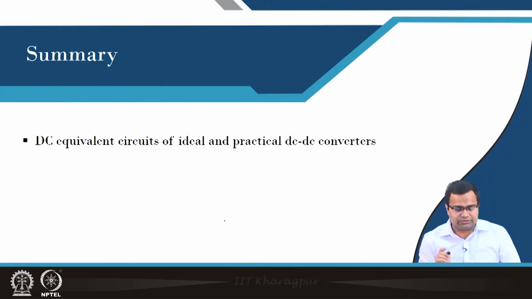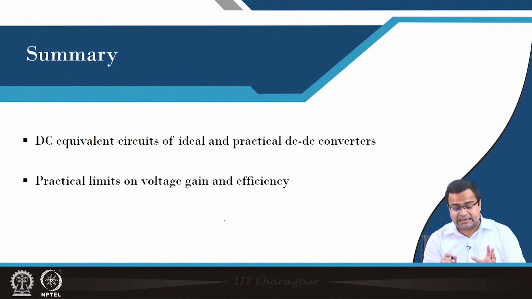So, with this we want to summarize that we discussed the DC equivalent circuit of ideal and practical DC-DC converters. We discussed the practical limit of the voltage gain. Though we can achieve lower voltage gain for a buck converter with this drop, for a boost converter we cannot increase the voltage gain beyond a certain value because of this parasitic drop, and this voltage limit will be imposed by the on-state resistance of the MOSFET plus the DCR of the inductor.